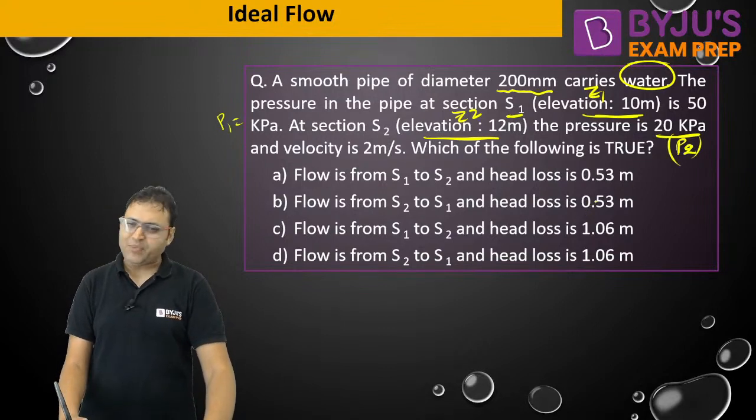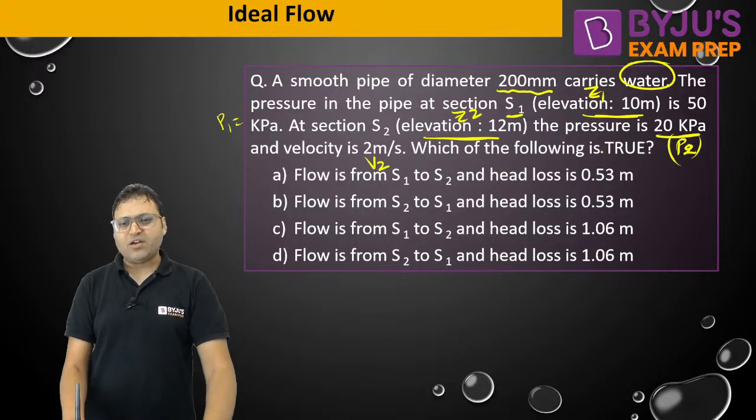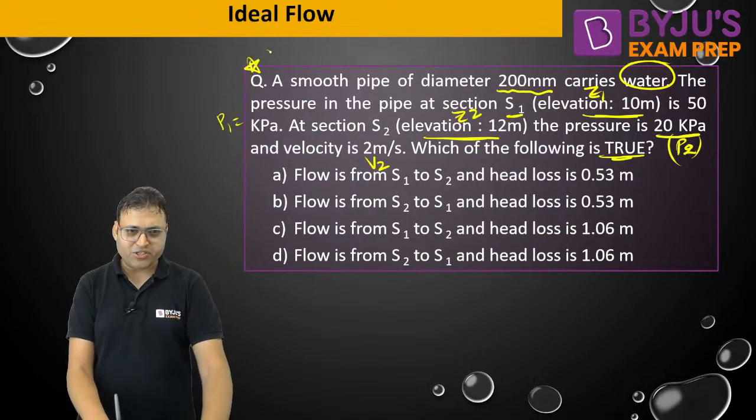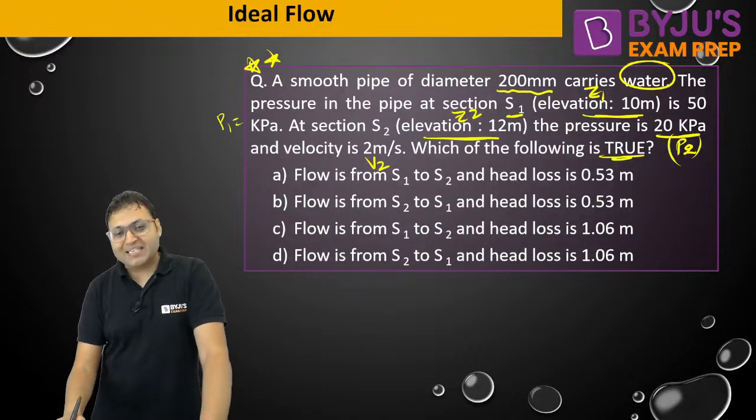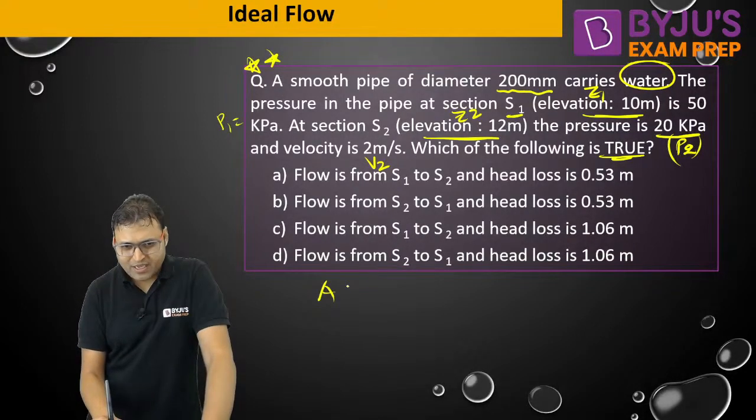P1 is 50, P2 is 20, and the velocity is 2 meter per second, that is V2. Which one of the following statements is correct? Can you solve it? This is a beautiful question. What we will do is, we will assume the flow direction to be from 1 to 2 or 2 to 1.